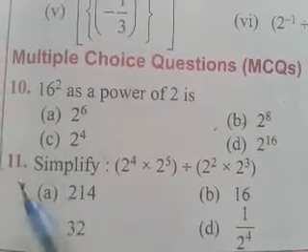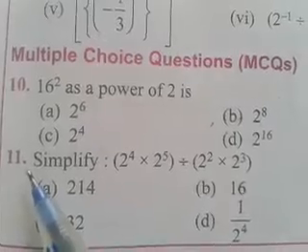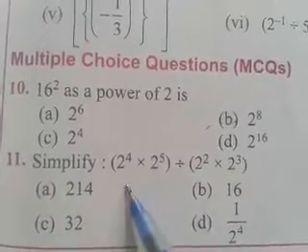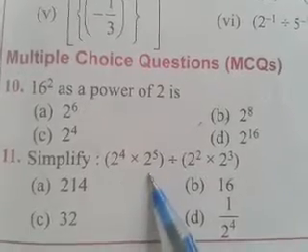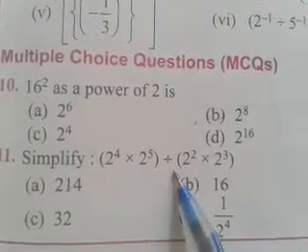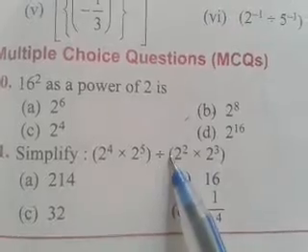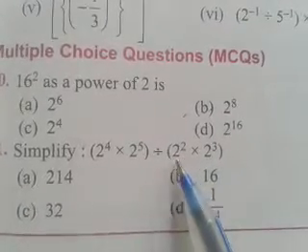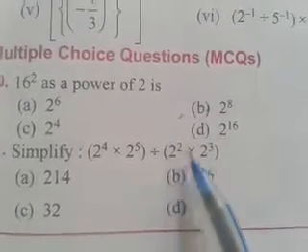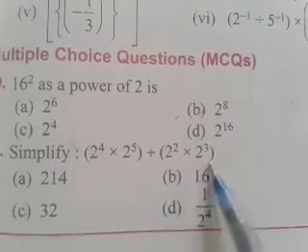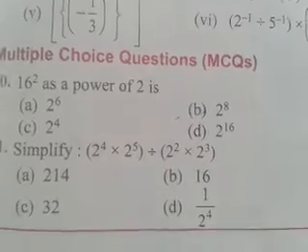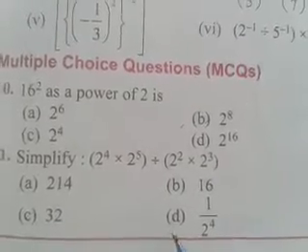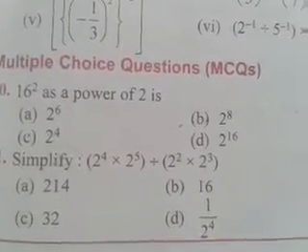Now let us see the next question. Question number 11. Simplify 2 raised to the power 4 multiplied by 2 raised to the power 5, within bracket, divided by 2 raised to the power 2 multiplied by 2 raised to the power 3, within bracket. Now do this question and find the correct answer.